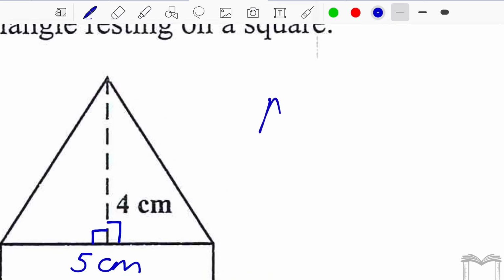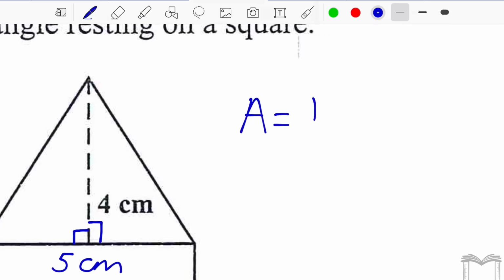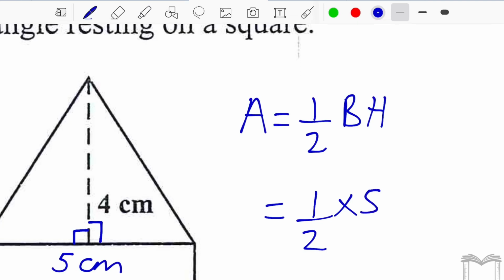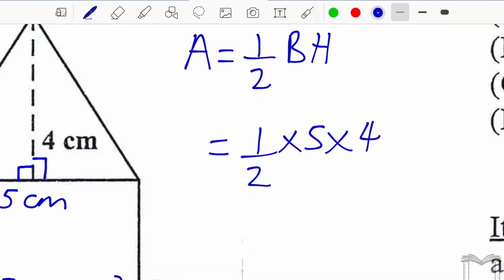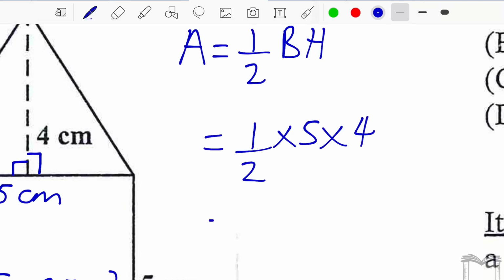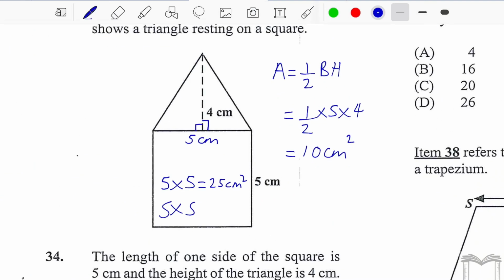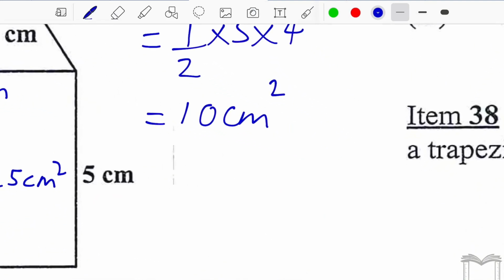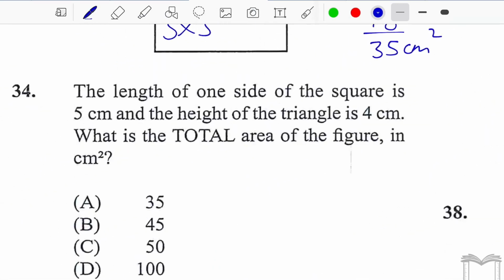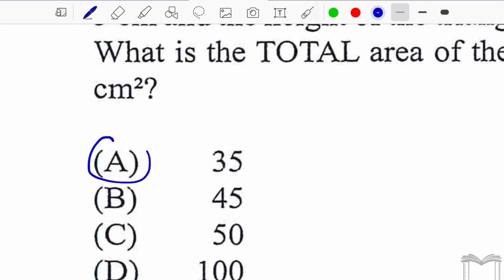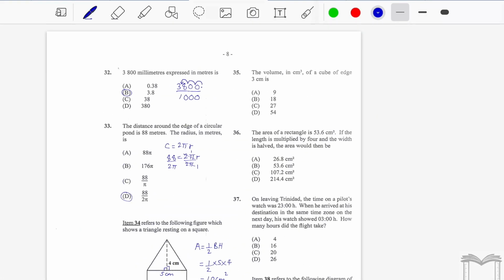So for this type of triangle, we can simply use a formula. Area is equal to half base times height, which is equal to half, the base is 5 and the height is 4. 5 times 4 is 20, 20 divided by 2 is 10. So the area is 10 centimeters squared. So that's 25 centimeters squared plus 10 centimeters squared. This will give us 35 centimeters squared. So the answer is A.